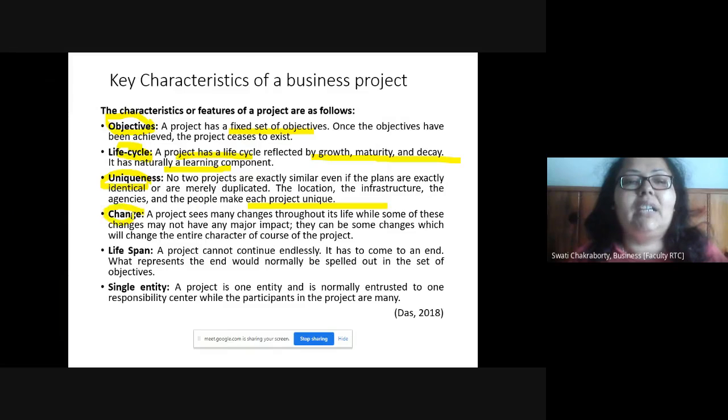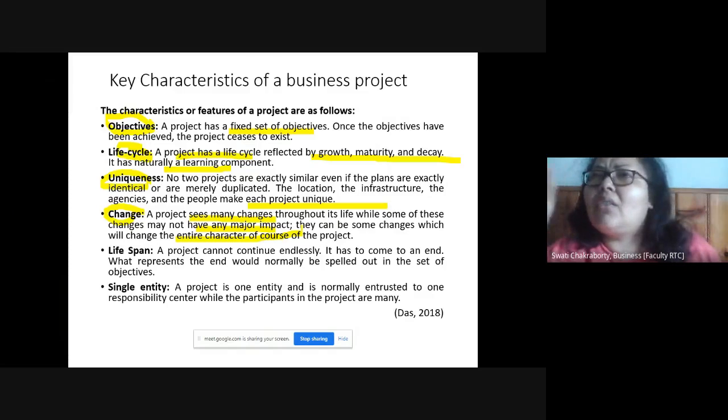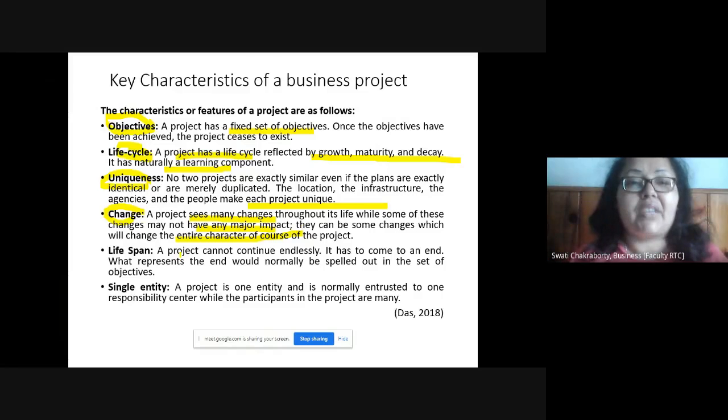Change: when any project is undertaken, it undergoes many changes throughout. Some of them may not have any major impact, they are minor and don't affect much, but there can be some changes which can change the entire character or course of the project, a drastic change. Say, the present global scenario, that changes everything.